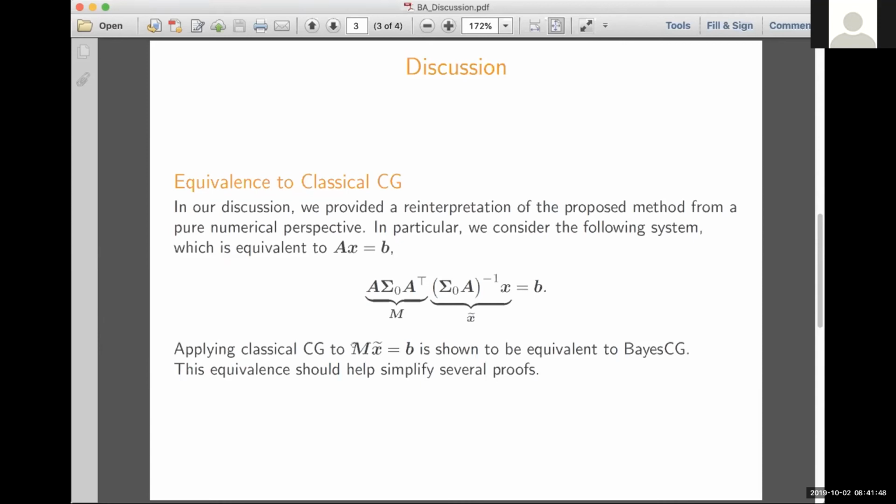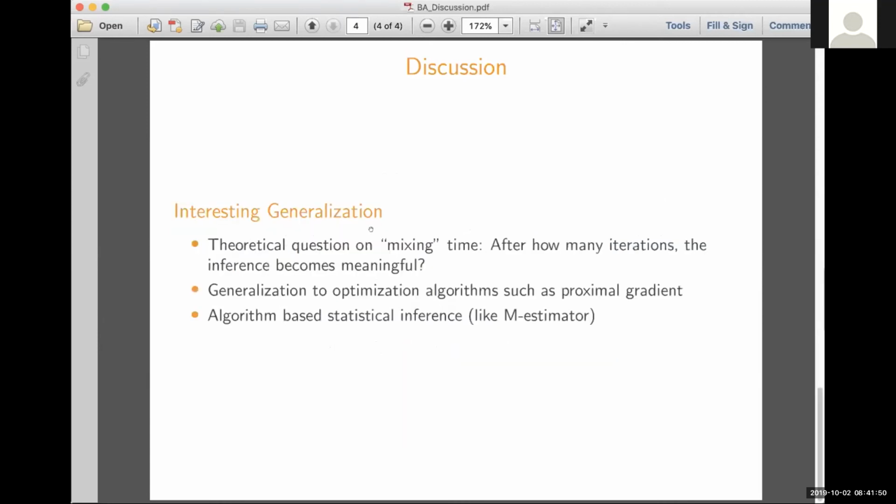So, let me go to the next slide. There are some interesting follow-up questions I think worth investigating. First, in doing the Bayesian inference here, what's the mixing time? Because we assume that in the first few iterations, the solution might be far from the optimal solution. But after how many iterations would the inference become meaningful?